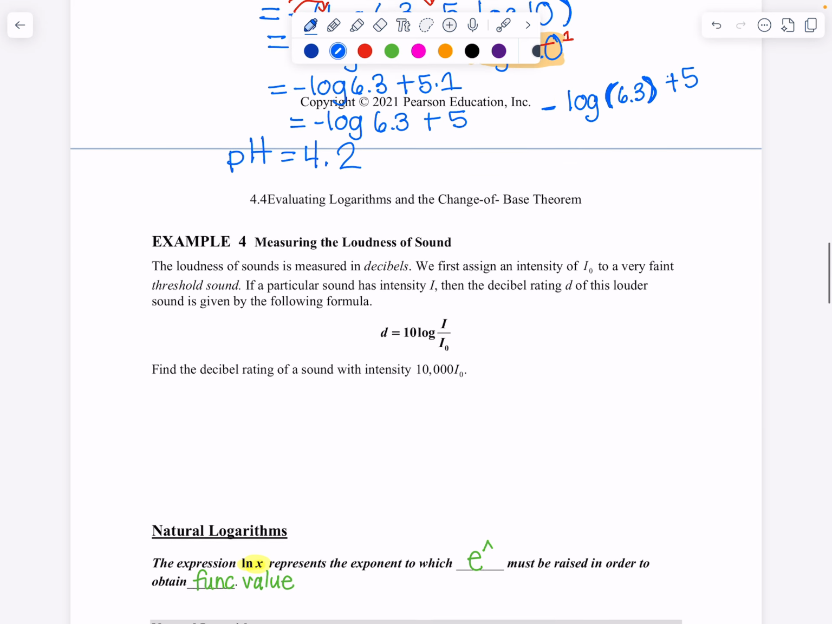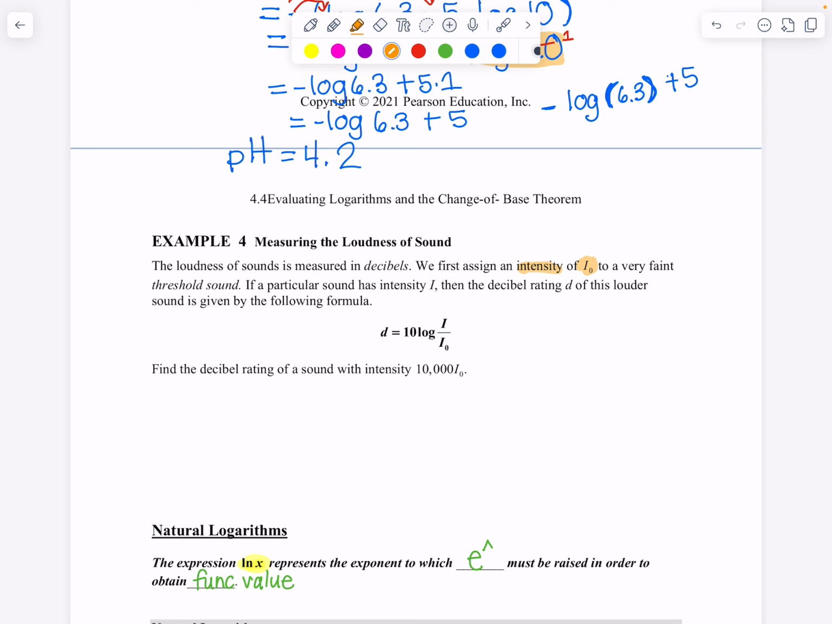The next one, okay? The loudness of sounds is measured in decibels. We first assign an intensity of I sub 0, okay? That's intensity. I sub 0 is the intensity of a very faint threshold sound. If a particular sound has an intensity I, then the decibel rating D of this louder sound is given by the following, okay? So this is what we have. Find the decibel rating of a sound with an intensity of 10,000 I sub 0.